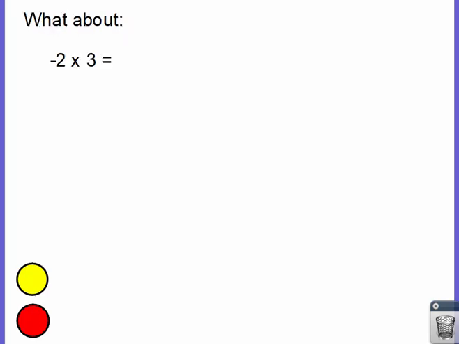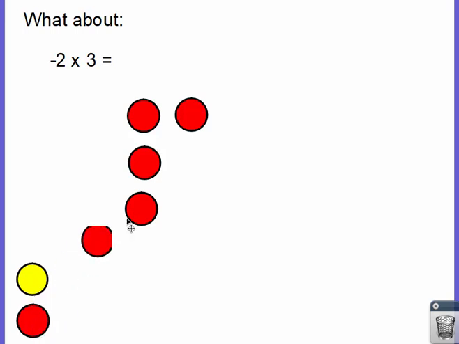Okay? So what if I gave you negative 2 times 3? Well, what we have to think about is this negative in the front actually means I want the opposite of. Without the negative, it says 2 groups of positive 3. This negative in front says I want the opposite of 2 groups of positive 3. And the opposite of 2 groups of positive 3 would be 2 groups of negative 3. And 2 groups of negative 3 gives me negative 6. So a negative 2 times a positive 3 gives me a negative 6.